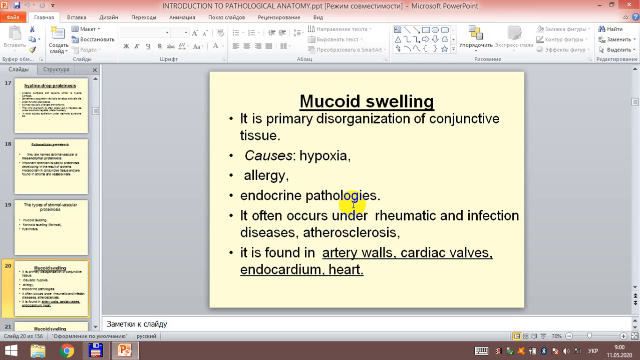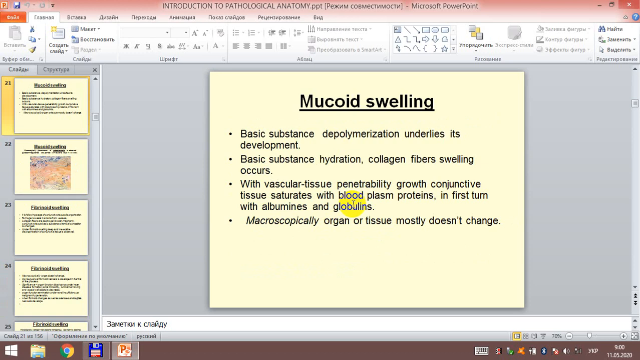Mucoid swelling is based on depolymerization of the basic substance, which underlies its development. Hydration of the basic substance and swelling of collagen fibers occur. With growing vascular tissue permeability, connective tissue becomes saturated with blood plasma proteins, first of all albumins and globulins. Macroscopically, the organ or tissue mostly doesn't change.